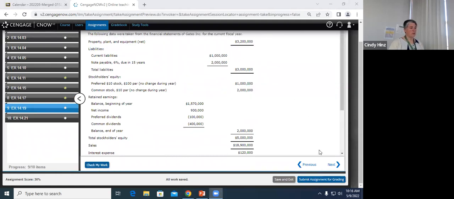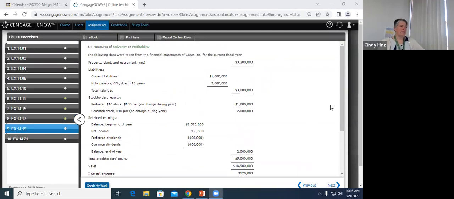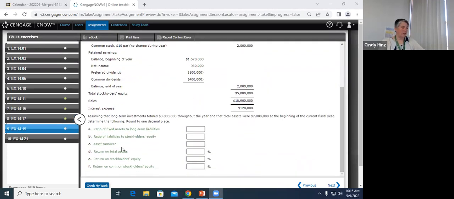And I'm just going to show you exercise 9, 6 measures of solvency or profitability. The 6 measures that we are asked in this exercise are all review or additional practice with ones that we have done in an earlier exercise, except I think we didn't do asset turnover or return on total assets. So let's do those together, and then we're going to move on to exercise 10. At the end of class, we'll come back if you want to work on these. I'll ask you to try those on your own, but we can do that at the end of class while I'm still here to answer questions if you want to do that.